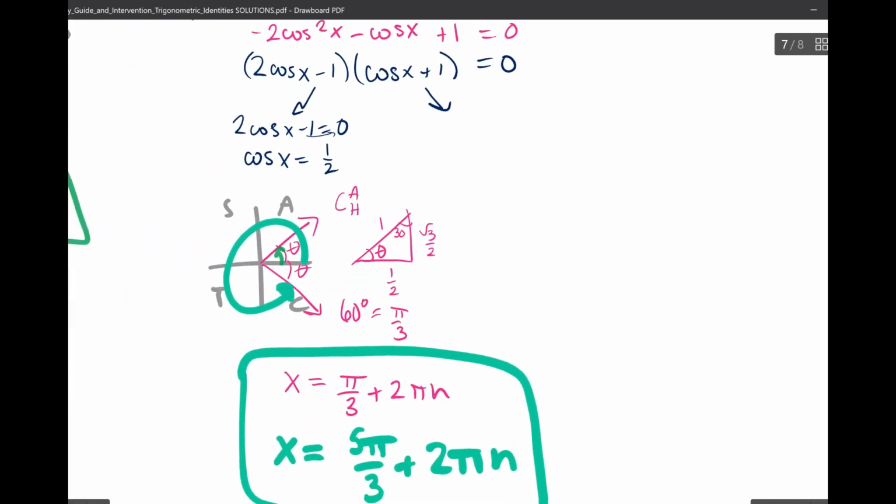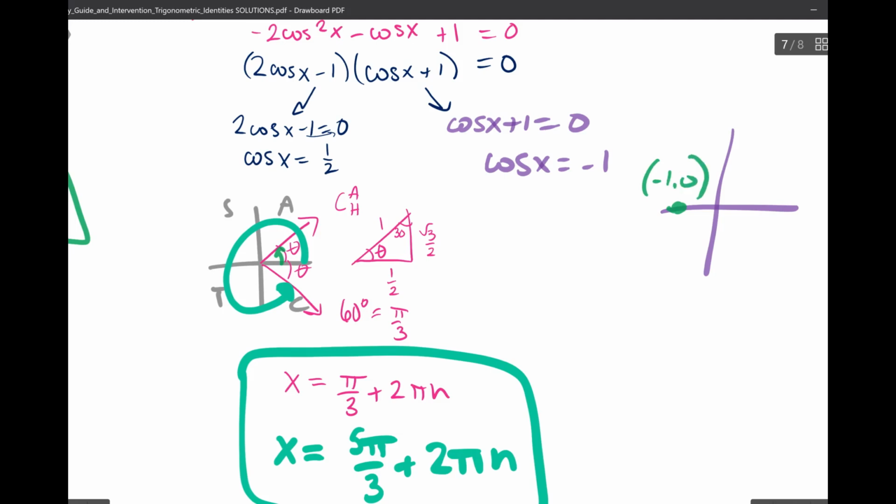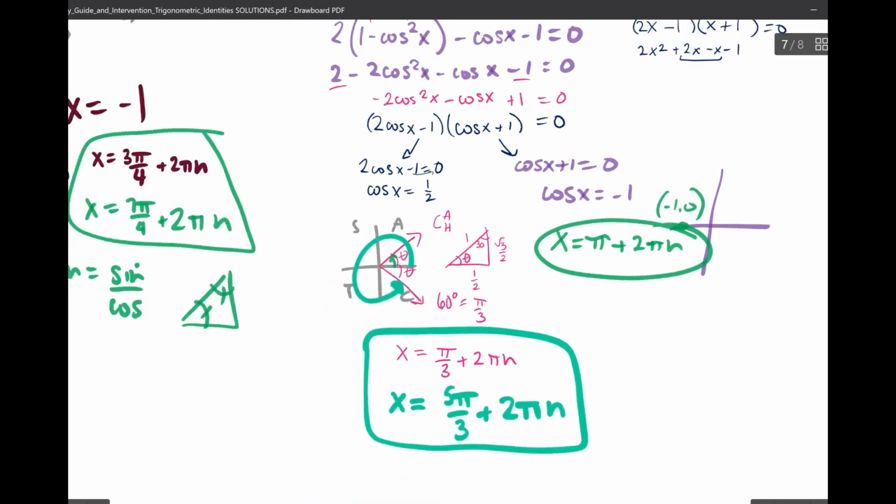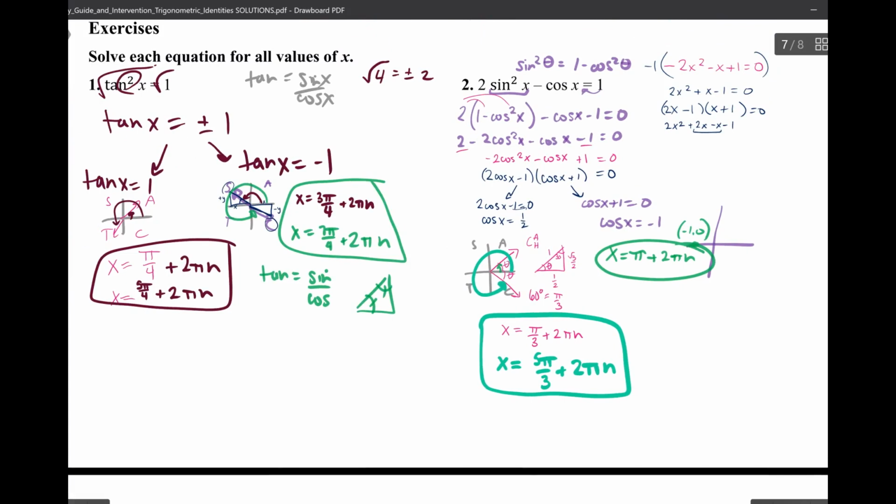The other half is going to be cosine of x plus 1 equals 0. Minus 1 from both sides. Cosine x equals minus 1. Where is cosine equal to minus 1? Pi. So x will be pi plus 2 pi n. So I have 3 solutions. When it says find for all values of x, that means plus 2 pi n. Alright, let's keep going.